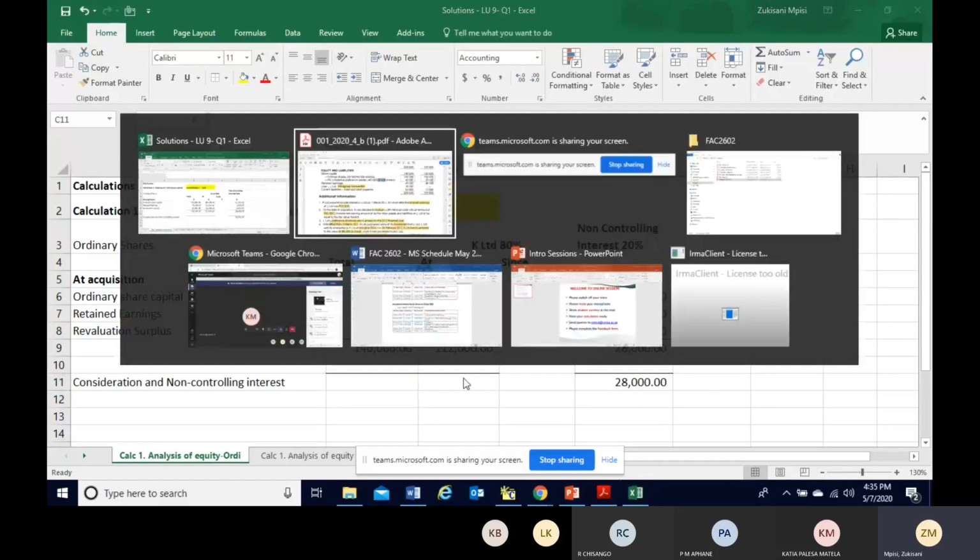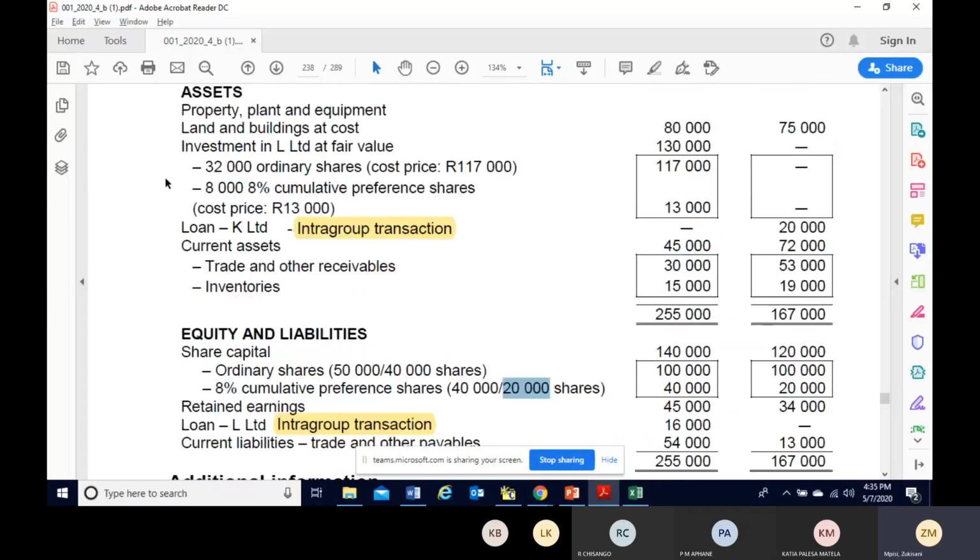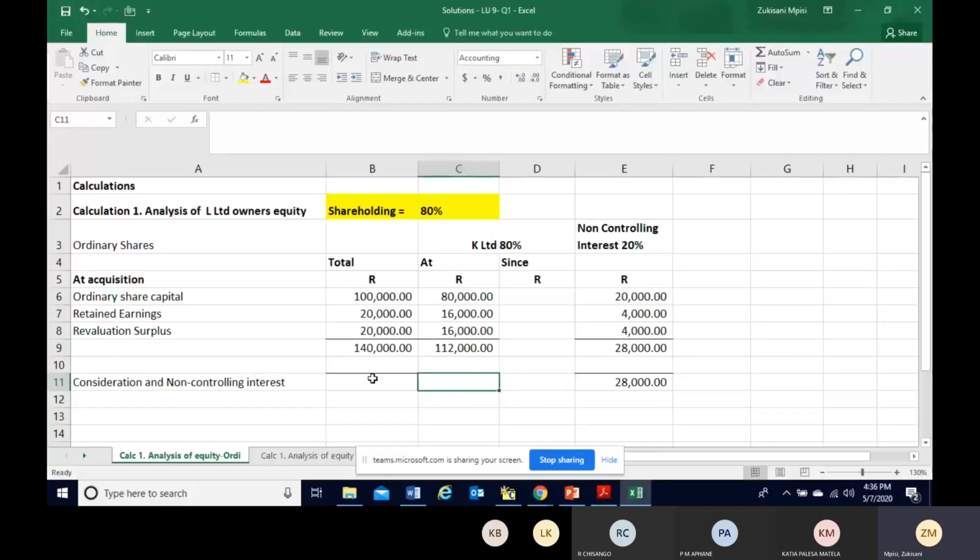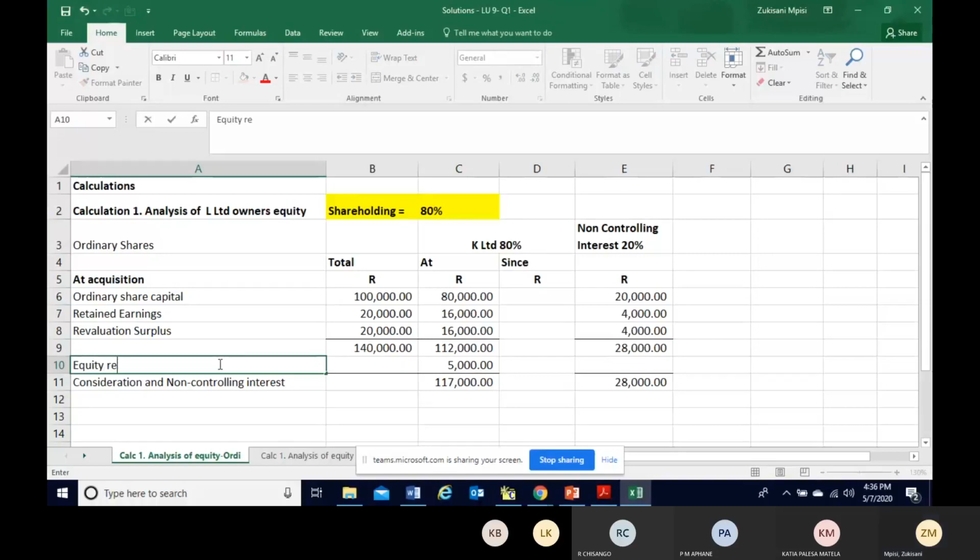The consideration will be found where we say investment at fair value. So the investment was 117. The cost price was 117,000. So it's 117,000, which means that the difference is therefore goodwill. So it's equity represented by goodwill, and this is for the parent and it's not for the NCI.